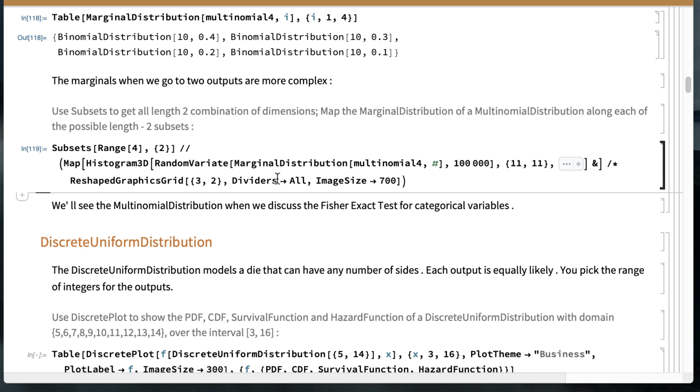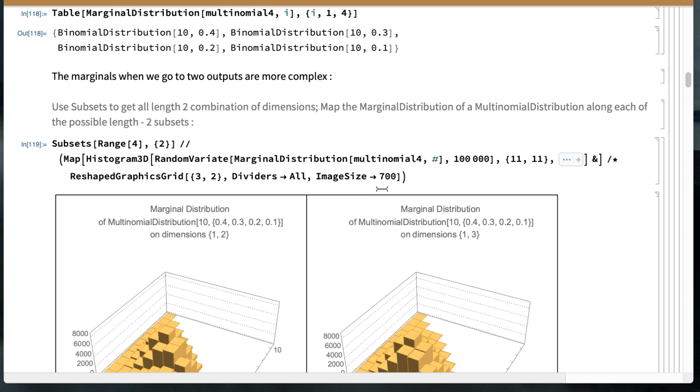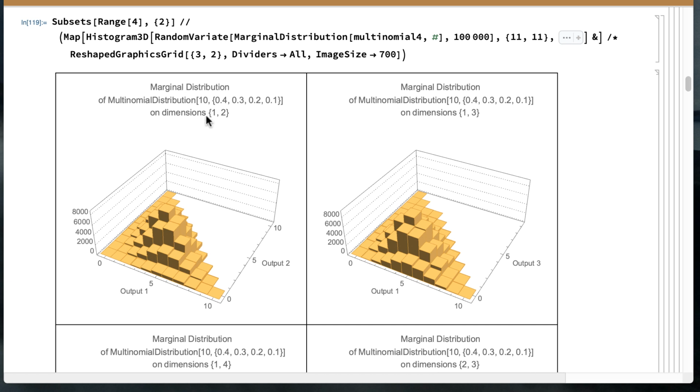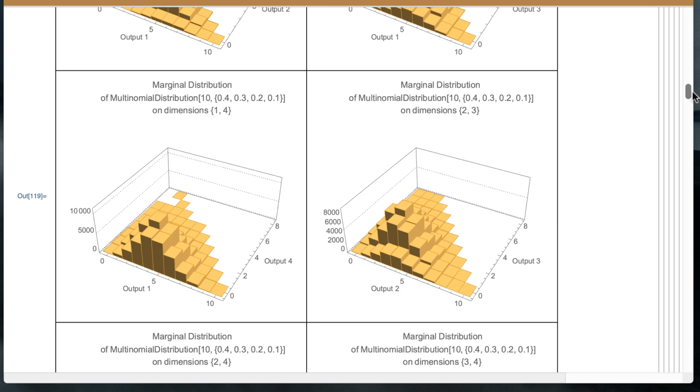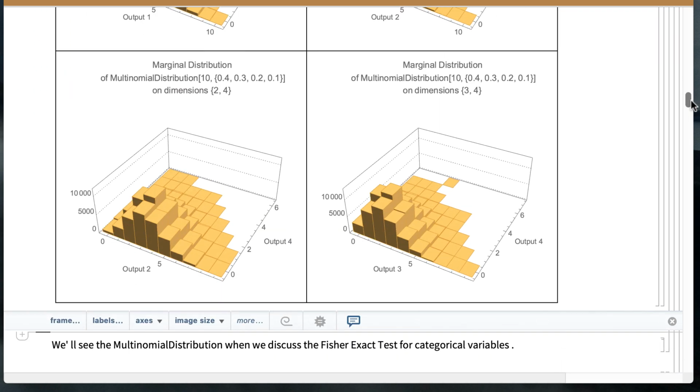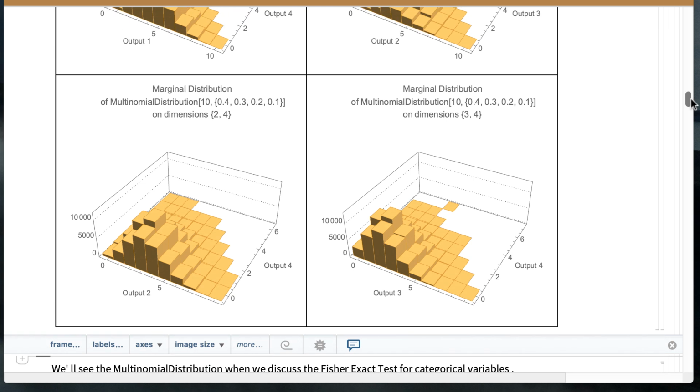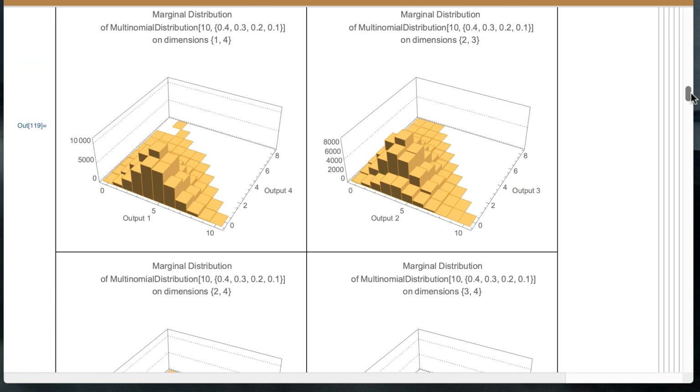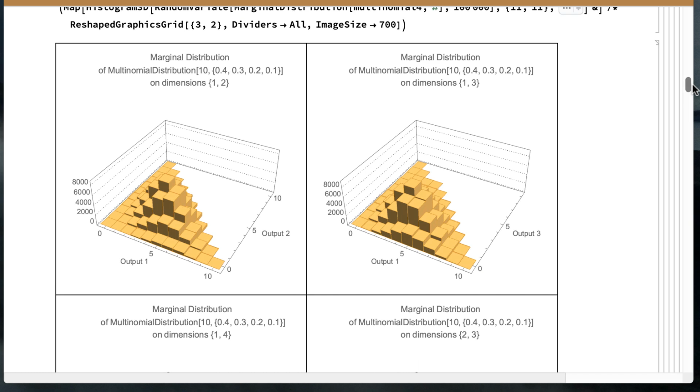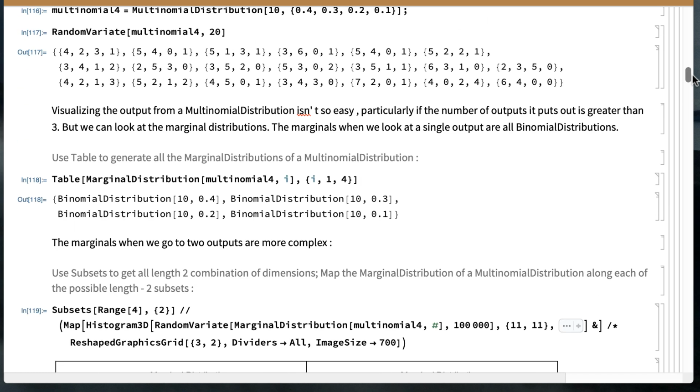And this is going to show us in a moment. Here's the first and the second. You'll notice that they can't be bigger than 10. Here's the first and the third. Here's the first and the fourth, the second and the third, all possible, the second and the fourth, and the third and the fourth. So there are multiple marginal distributions of a multinomial distribution if you don't collapse them all down to a single. Like here, we just were looking at a single dimension.